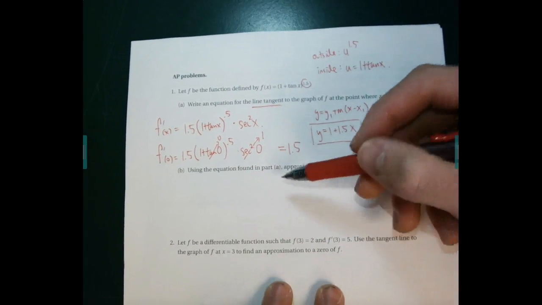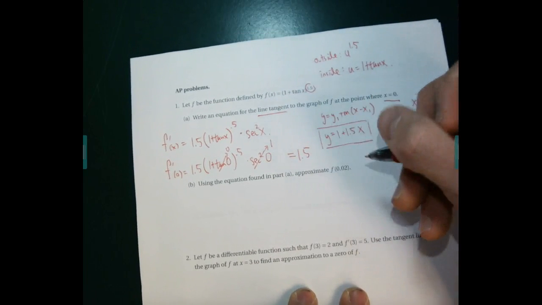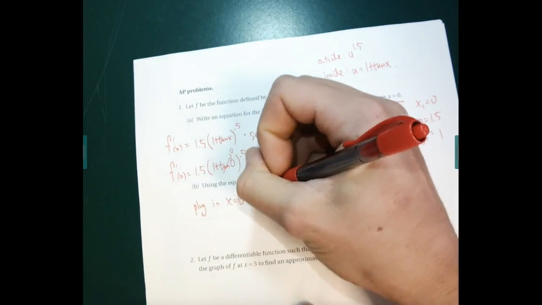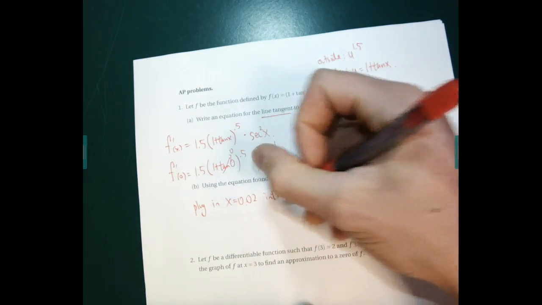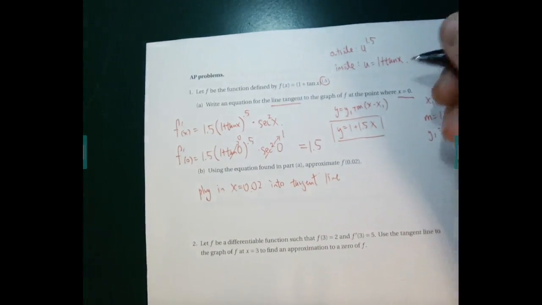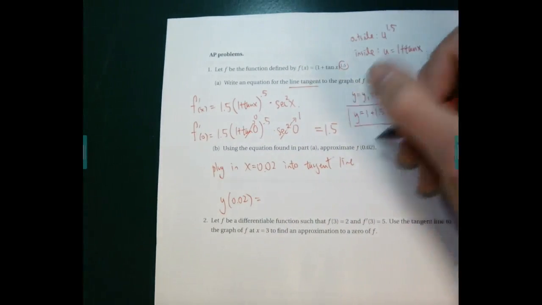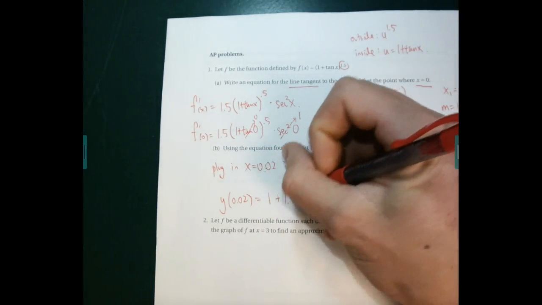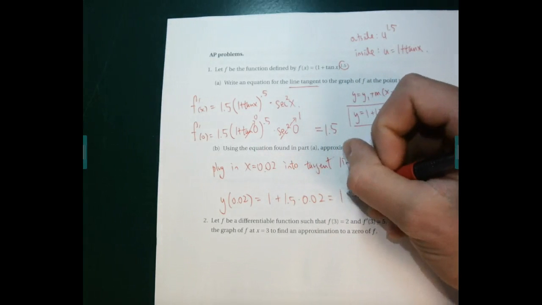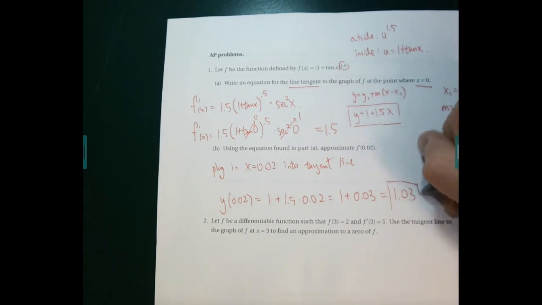Okay, part B. Using the equation found in part A, approximate f of 0.02. So what we'll do is we'll just plug in x is equal to 0.02 into the tangent line. And this will be our approximation. So y of 0.02, I'm just going to plug 0.02 into the tangent line, which is 1 plus 1.5 times 0.02, which is 1 plus 0.03, which is 1.03.